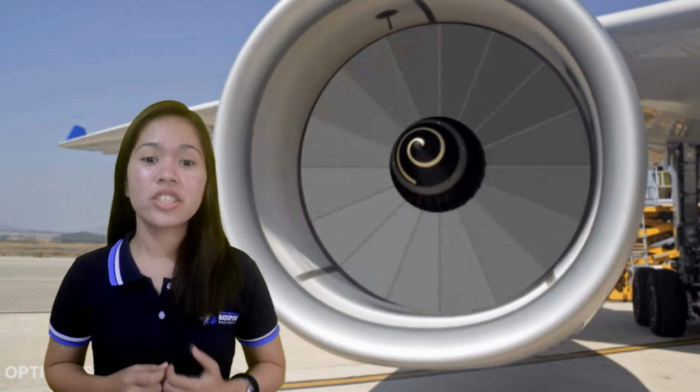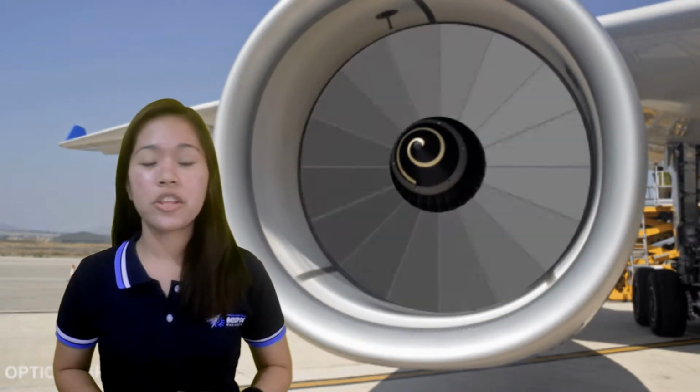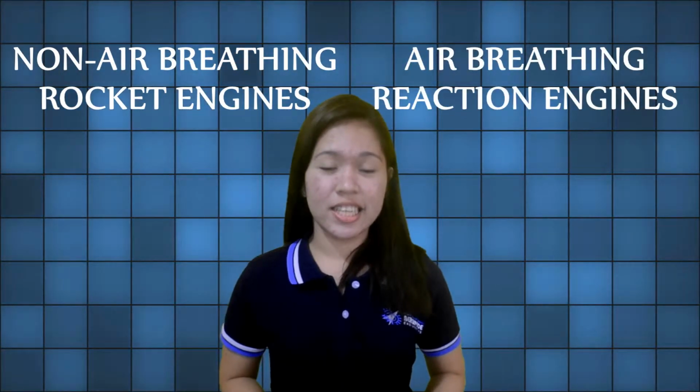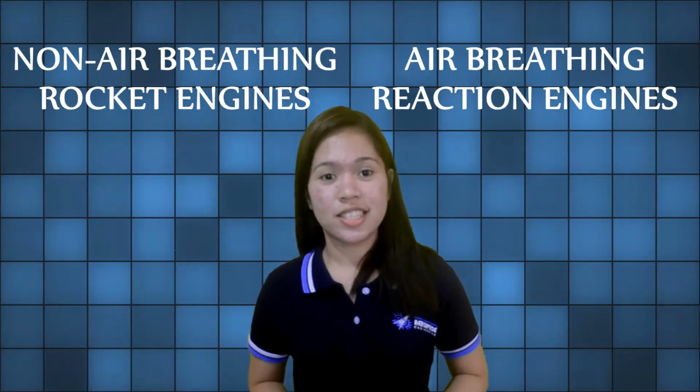Notice that the reaction engine does not push against anything outside of the engine. Its reaction is within, which is the reason it can function beyond the limits of the Earth's atmosphere. Non-air-breathing rocket engines and air-breathing reaction engines. Non-air-breathing rocket engines carry their own fuel and oxidizer needed for combustion, which enable them to operate in the outer space where there is no air.